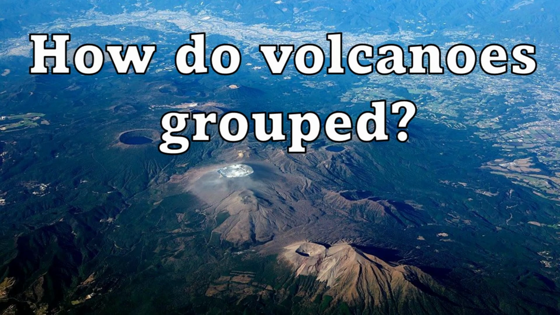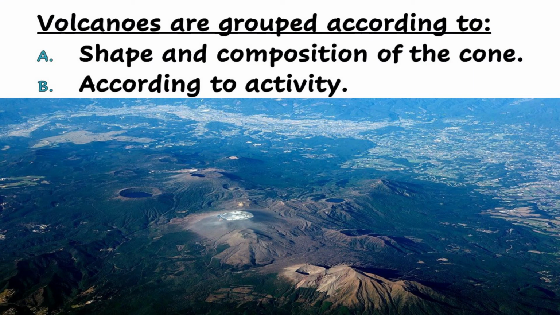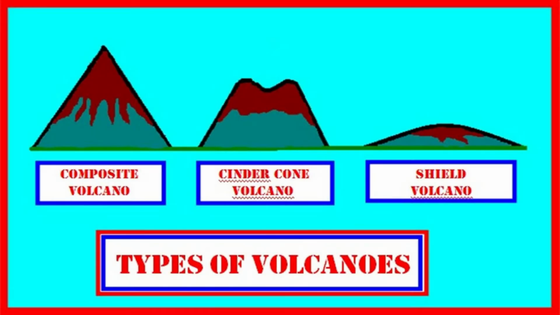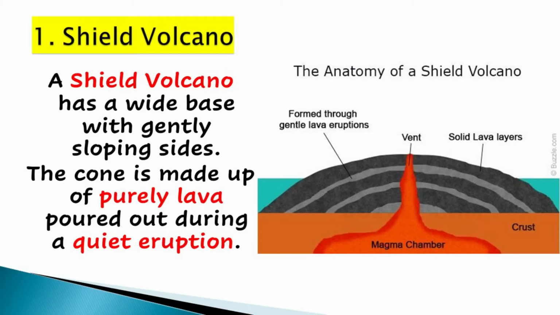How are volcanoes grouped? Volcanoes are grouped according to A, shape and composition of the cone, and B, according to activity. Kinds of volcano according to shape and composition of the cone. Number 1 is shield volcano. Number 2, cinder cone volcano. Number 3, composite volcano or stratovolcano. Shield volcano. A shield volcano has a wide base with gently sloping sides.